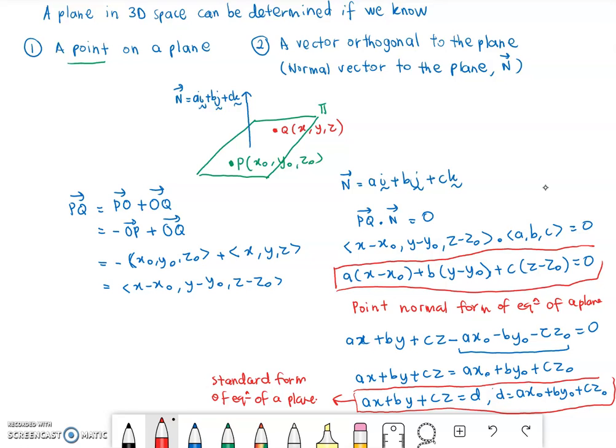Okay, now I simplify this. From this equation, what is important is that you must have the value of a point on the plane, which is x naught, y naught, and z naught. And also you must have the normal vector, which is a, b, and c. Then you can get the equation of a plane. So now let us try one example to understand more about this.